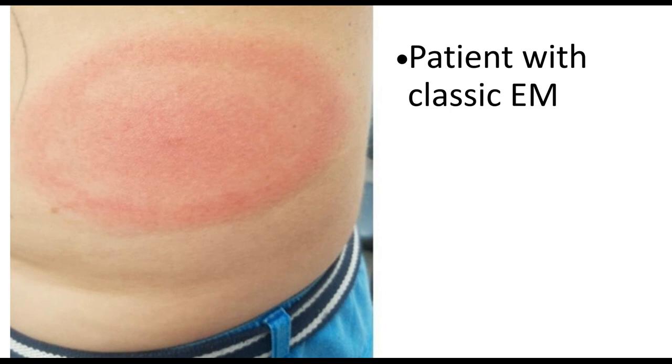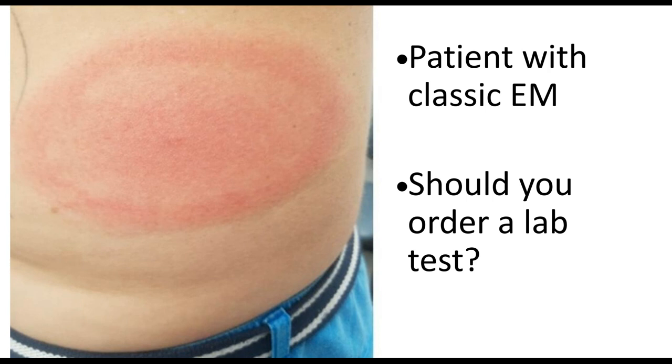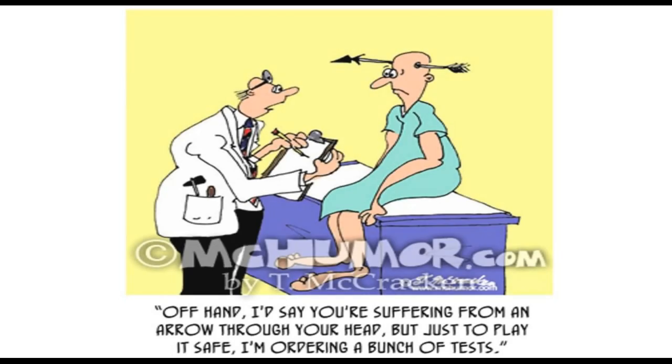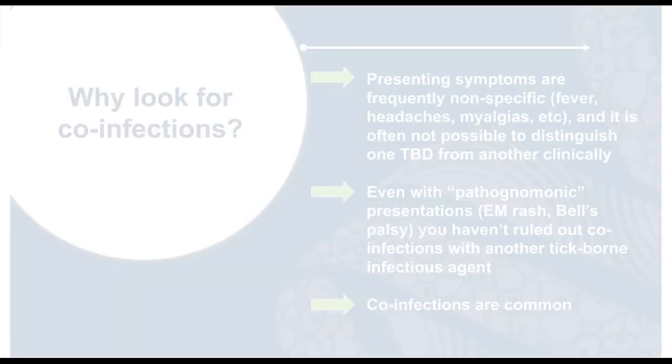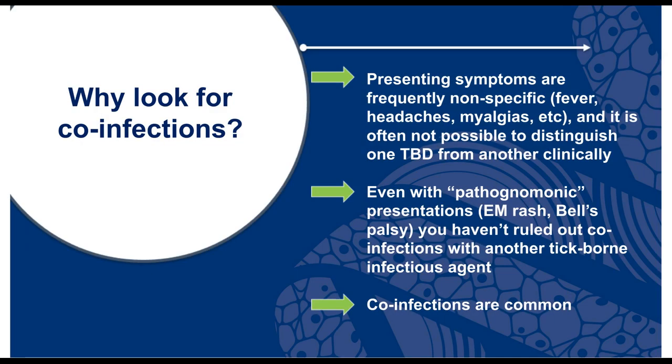So I'm going to finish by talking about the last topic, co-infections. Here's a patient that I was lucky enough to have this camera in hand for. Doesn't get more perfect or textbook than this. So the question is, if you saw this rash, would you order a blood test? And of course, the joke that goes with it: the doctor says, yeah, it looks like it might be an arrow through your head, but just to be sure, I'm going to order some blood tests. Well, the reason I order tests in patients who have classic EM is not to diagnose Lyme disease, it's to make sure they don't have something else.